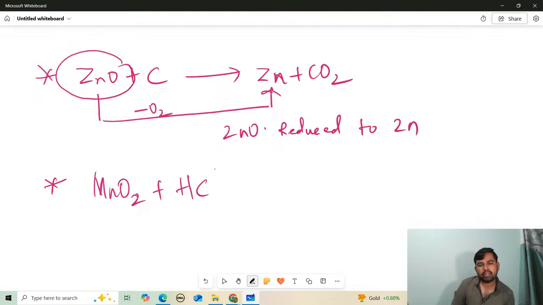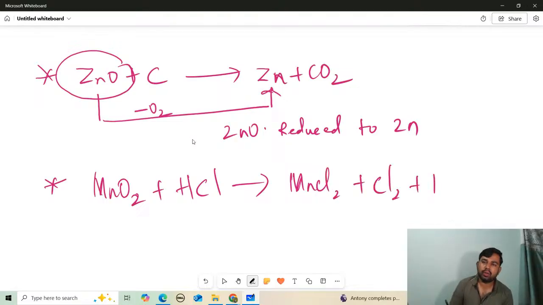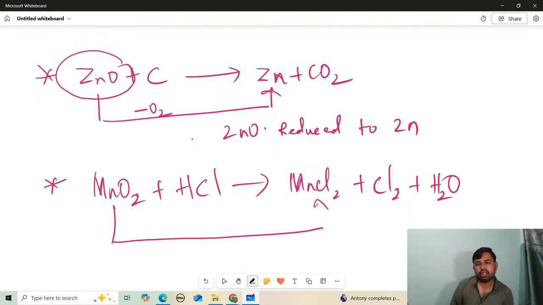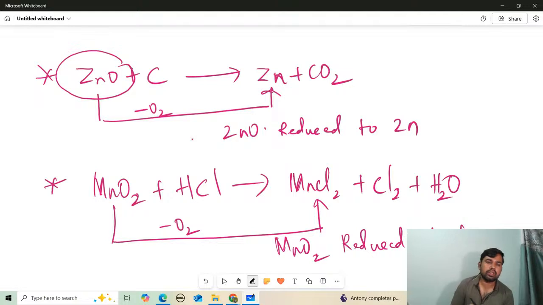MnO2 plus HCl gives rise to MnCl2 plus Cl2 plus H2O. Here, in terms of oxygen, there is a removal of oxygen. MnO2 is reduced to MnCl2. Here you see the oxidation state is plus 4, and it reduces to plus 2. I already discussed that.